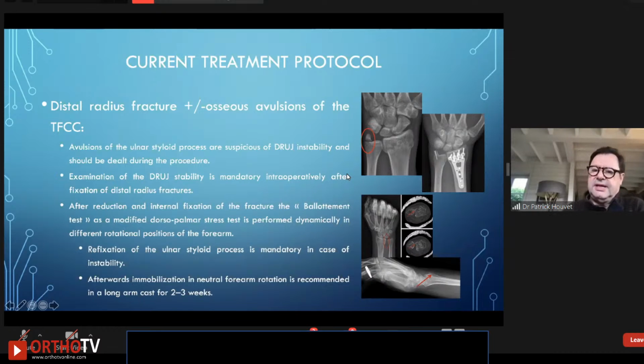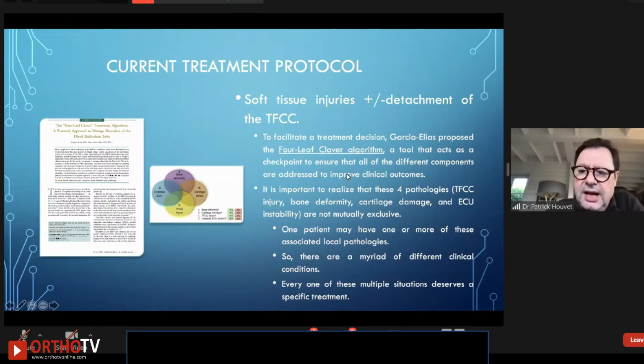Soft tissue injuries and detachment of the TFCC. I'd like to evoke the 4-leaf clover algorithm described by Marc García-Elias. That is a tool that acts as a checkpoint to ensure that all the different components are addressed to improve clinical outcomes. It's very important to realize that 4 different pathologies, TFCC injury, bone deformity, cartilage damage, and ECU instability, are not mutually exclusive. One patient may have one or more of these associated local pathologies.